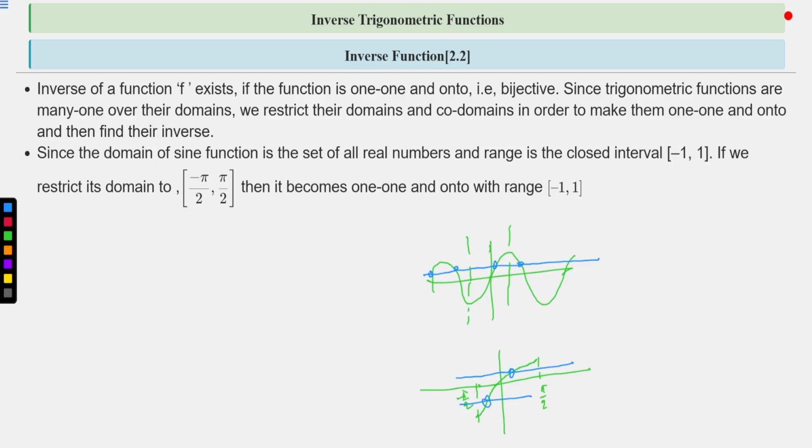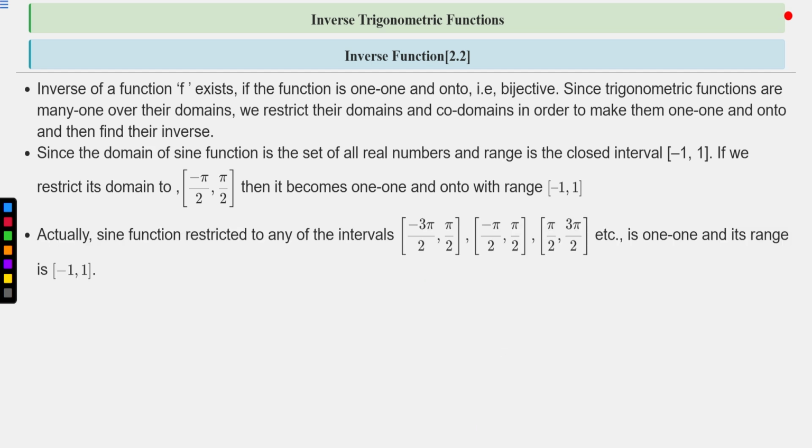So we are basically restricting the domain so that the function becomes one-one and onto. If the function becomes one-one and onto both, then we can say that its inverse will exist. Actually, the sine function can be restricted to any interval, such as -3π/2 to -π/2, -π/2 to π/2, or π/2 to 3π/2. If you restrict it to any of these domains, it will be one-one and onto, and its range will be from -1 to 1.